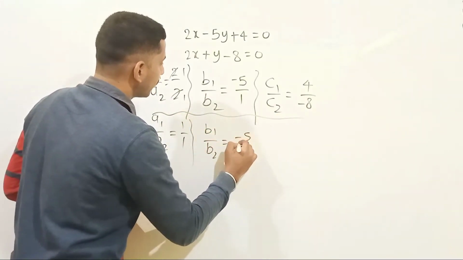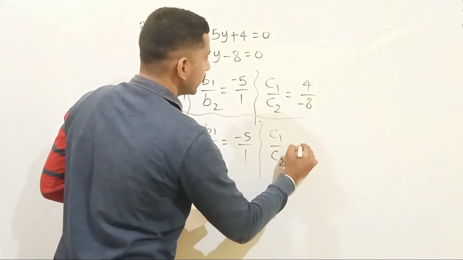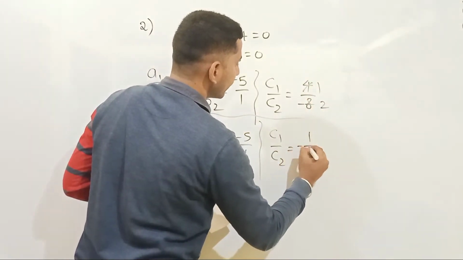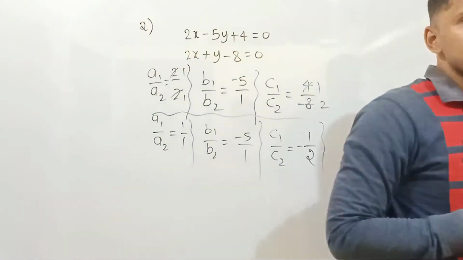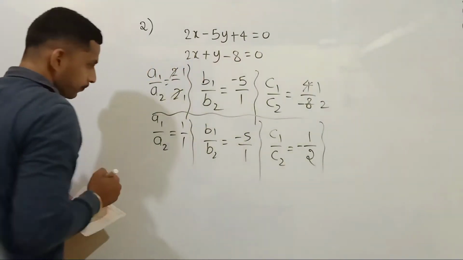It is minus 5 by 1 itself. Again, what is c1 by c2? It is 4 ones are 4, twos are... It means minus 1 by 2. Now, please compare these things. What we will get here, which condition does it follow?